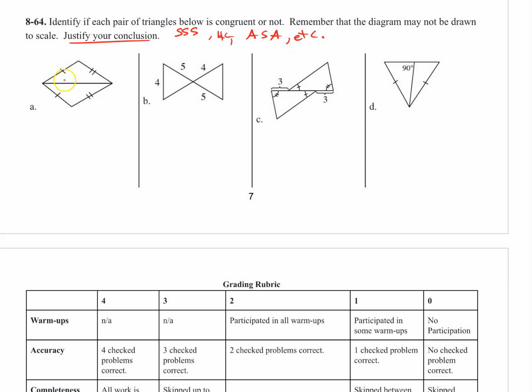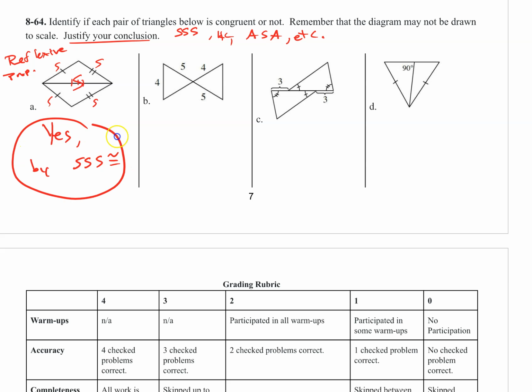So looking at the first one, I see right away these sides are shared, and when a side is shared between two triangles, it's congruent. That's the reflexive property. Okay, so these two sides correspond, those two sides correspond, and then the side in the middle corresponds. So the answer is yes, they are congruent by the SSS congruency condition.